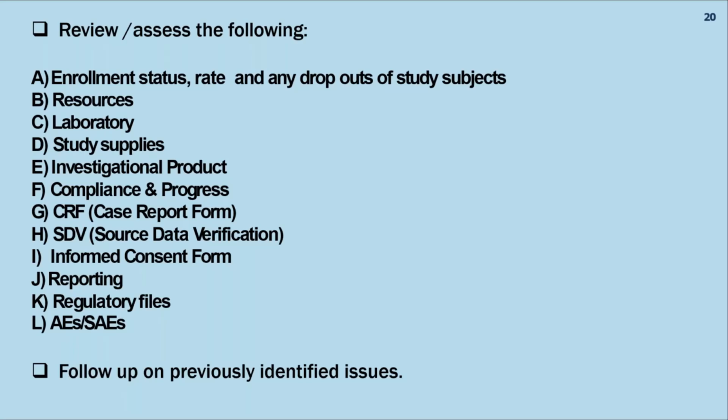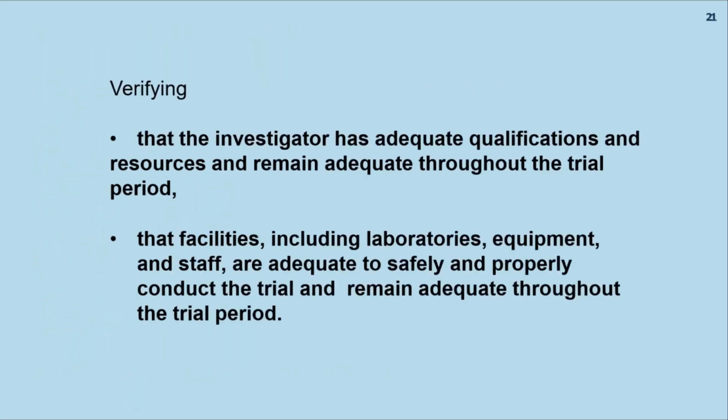So how do they check all of these? Review and assess the following, right? We have points A to L. We are going to check all of these. Apart from this, they will verify whether the investigator has adequate qualification and whether he has adequate resources to conduct the trial.